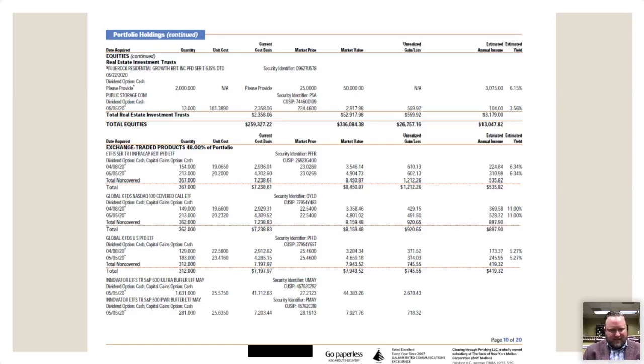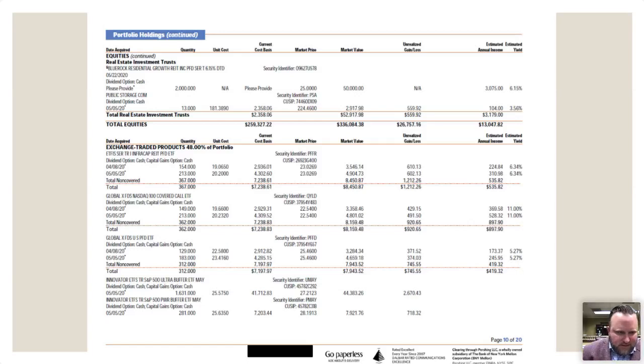All right, below we have more equities continued. In this case, exchange traded products, 48% of portfolio. Now, what ETFs or exchange traded funds are, they're a fund that has a lot of different types of investments inside of it. So it's a diversified fund of different types of equities. So it's not just one stock individually. There are going to be multiple ones inside of an ETF.